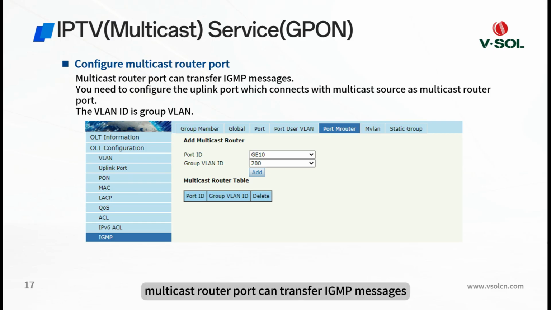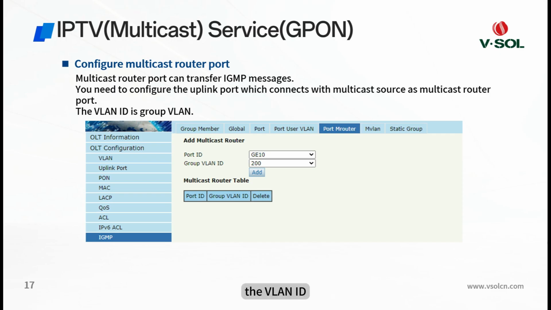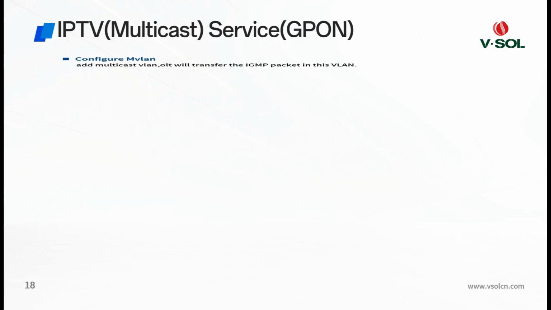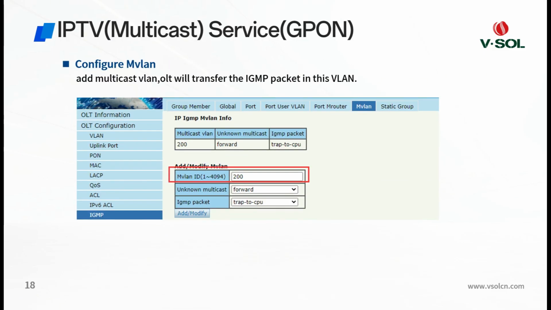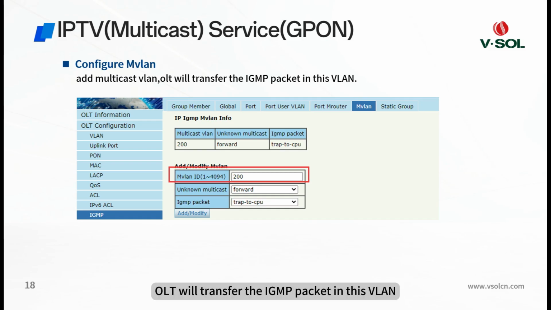Multicast router port can transfer IGMP messages. Same as the EPON OLT setting, it needs to configure the uplink port which connects with multicast source as multicast router port. The VLAN ID is group VLAN. Only when setting up correct multicast ports, OLT will forward multicast data. Add multicast VLAN. OLT will transfer the IGMP packet in this VLAN.